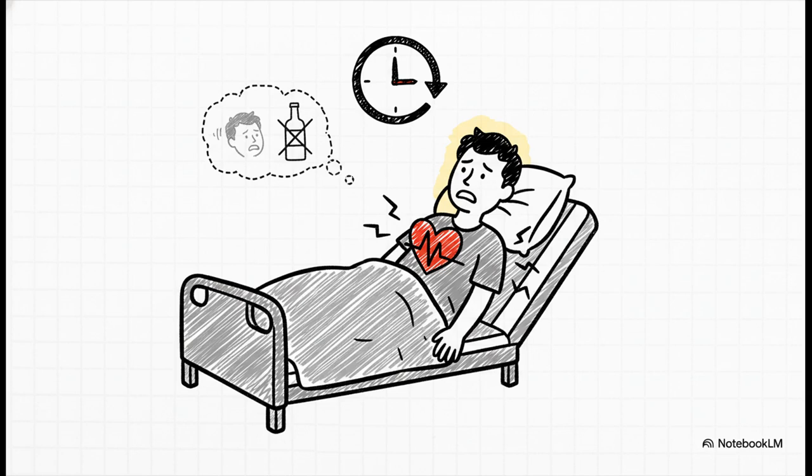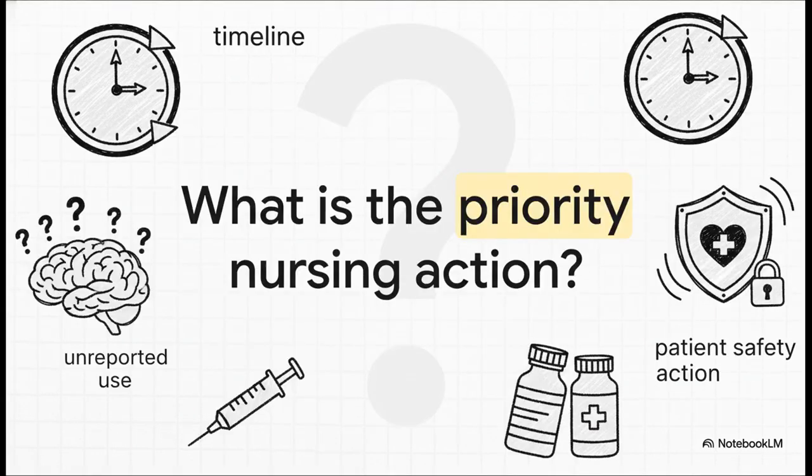All right, time to apply all this. Let's walk through a classic next-gen NCLEX scenario. You've got a post-op patient, 24 hours out from surgery. They told you on admission they didn't drink alcohol, but now they're shaky, their heart is racing at 120, and they're getting super anxious. Okay, think back on everything we just talked about. What's your absolute first move here? What's the priority to keep this patient safe? Think about that withdrawal timeline and the fact that use is often unreported.